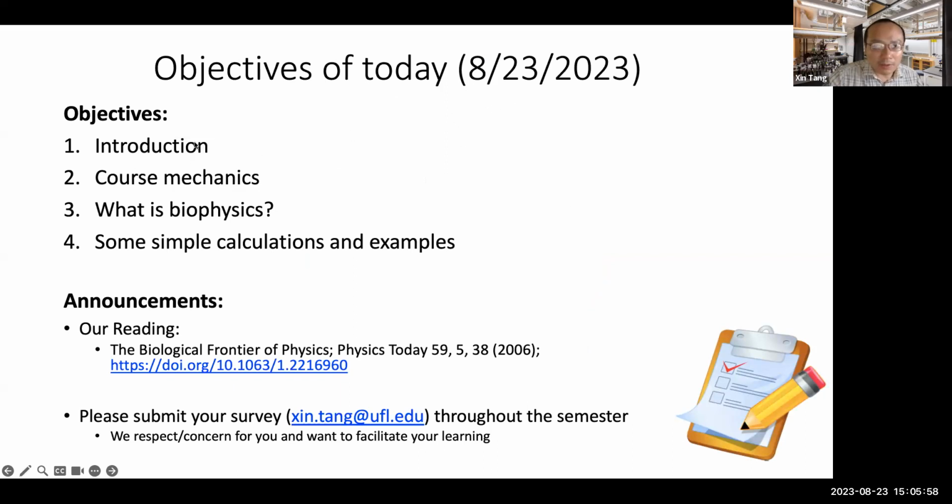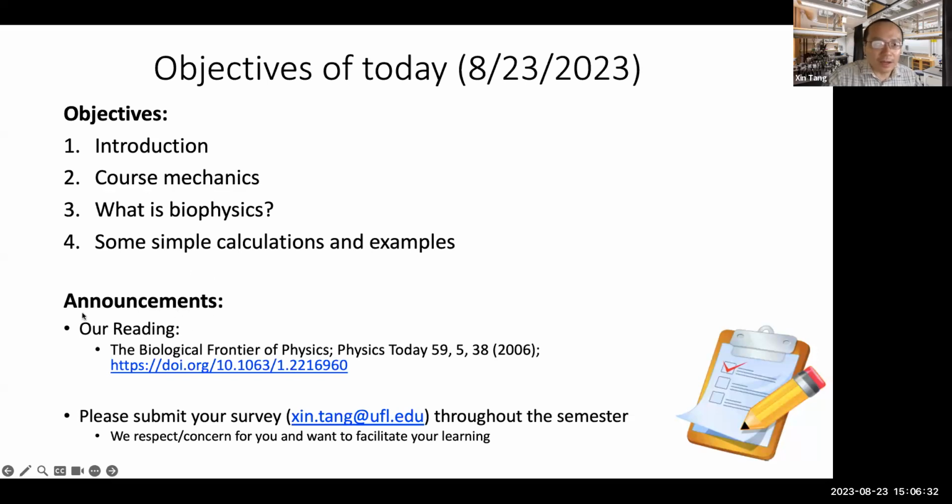We will talk about the introduction of the class and the class organization. If we have time, we can talk about what biophysics is and some interesting examples relevant to biophysics. Then in the following classes in the semester, we will talk about the detailed principles, some theoretical derivations, and some experimental videos. We will show all those interesting and exciting biophysics research results.